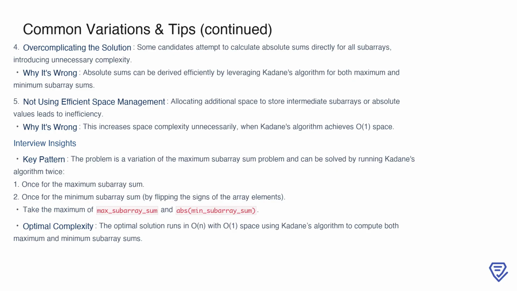For interviews, the key pattern to recognize is that this problem is essentially an extension of the maximum subarray sum problem. By running Kadane's algorithm twice, once for the maximum subarray sum and once for the minimum subarray sum, obtained by flipping the signs of the array, you can compute the result efficiently. The final answer is the maximum of the maximum subarray sum and the absolute value of the minimum subarray sum. This approach achieves an optimal time complexity of O(n) and uses constant space.